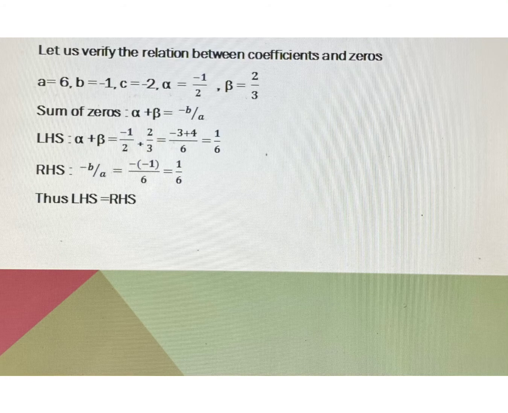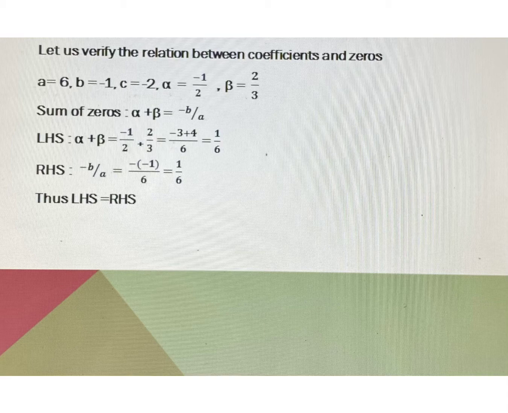Now let us verify the relation between coefficients and the zeros. We have the coefficients a is equal to 6, b is equal to minus 1 and c is equal to minus 2. And our zeros are alpha is equal to minus 1 by 2 and beta is equal to 2 by 3. Consider the first relation, sum of zeros, that is alpha plus beta, which is equal to minus b by a. We will take the left hand side, LHS is equal to alpha plus beta. Substitute the values of alpha and beta. We get minus 1 by 2 plus 2 by 3. LCM of 2 and 3 is 6. So we will get minus 3 plus 4 by 6, which is equal to 1 by 6.